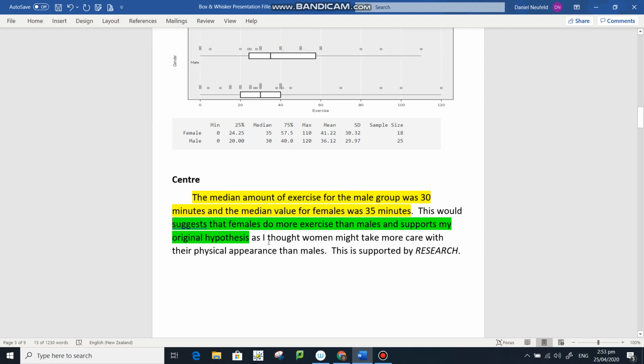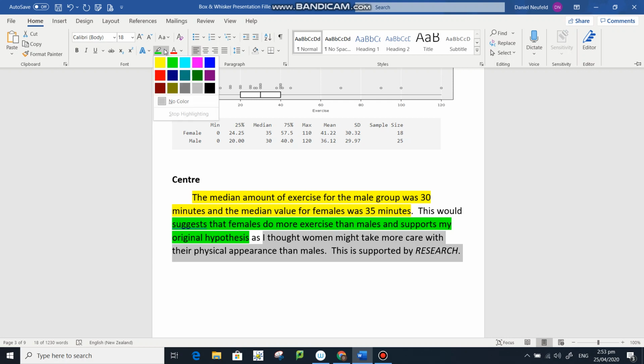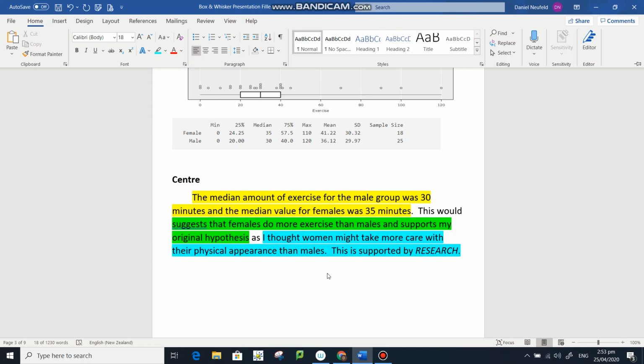And then finally, when I start to give some reasons why this is the case, I'm saying that maybe women might take more care of their physical appearance than men. I don't know if this is really true, but I'm just trying to think of a reason why. Definitely, I would try to find some kind of research to back that up if I'm going to go there.